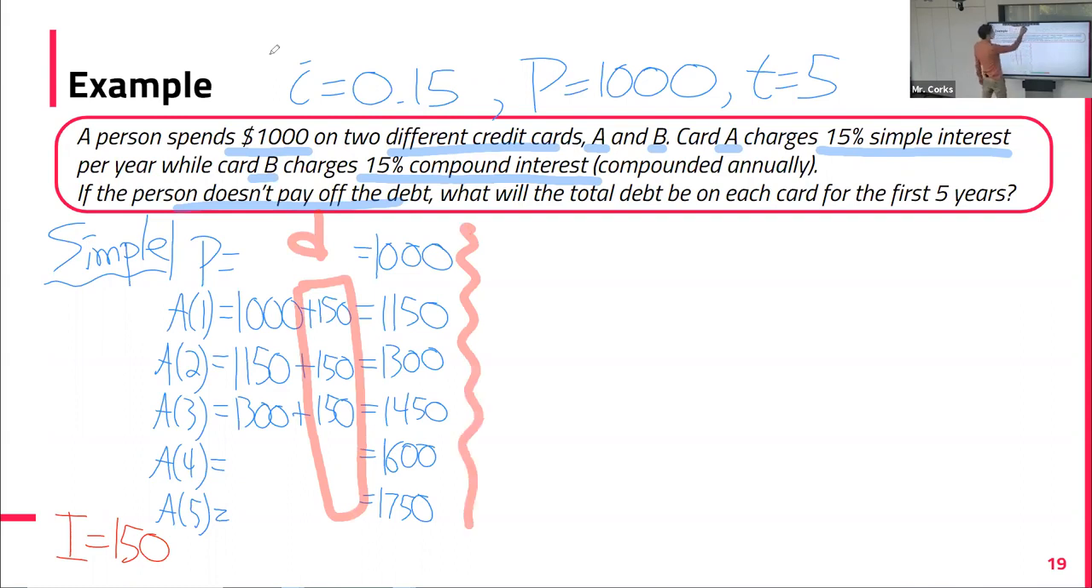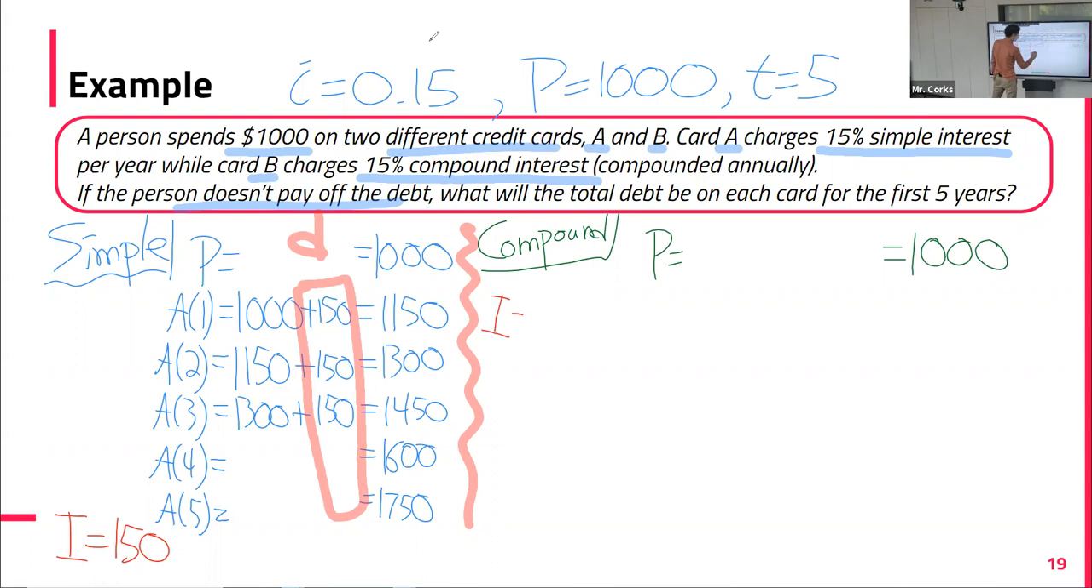Okay. Let's look at the other type here. Compound. So here as well, our principal, we are starting at 1,000. The I value, though, the dollar value of the interest, remember, it will vary for compound interest. It's going to get bigger each year. So we'll have to figure it out separately for each year.